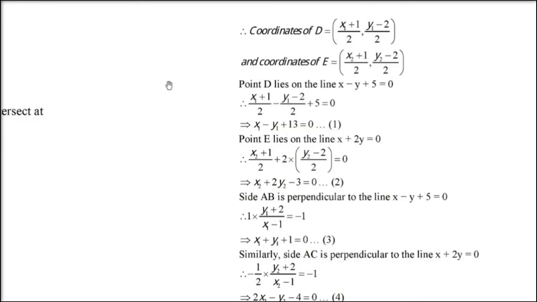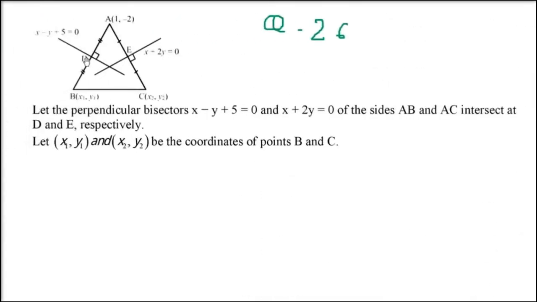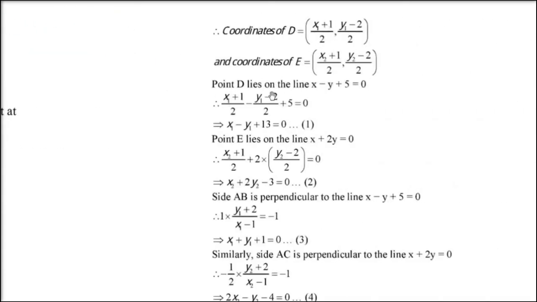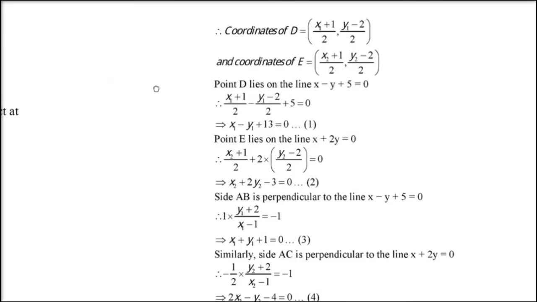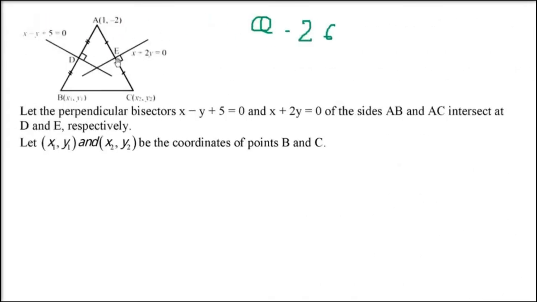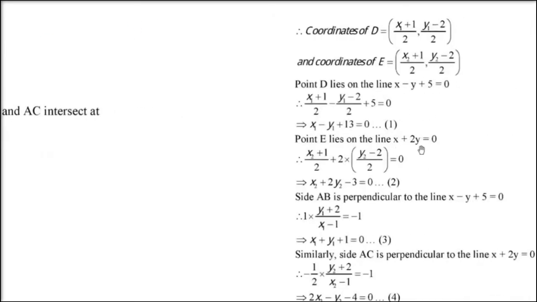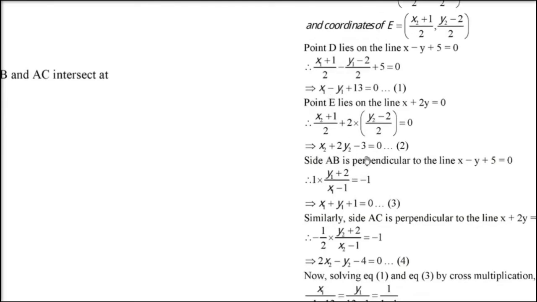These are the points. The D point lies on this line, x minus y plus 5 equals 0. So there will be an equation. Again, E is lying on AC, and E is lying on x plus 2y equals 0 also. So what are we going to get? We put the two coordinates of the point into x plus 2y, because it is satisfying this also. So you'll get one equation, two equations, in x1, y1, x2, y2. So as I said, 4 variables, so we need to have 2 more equations.